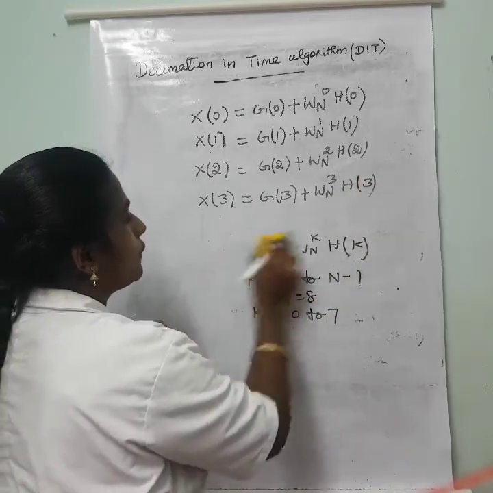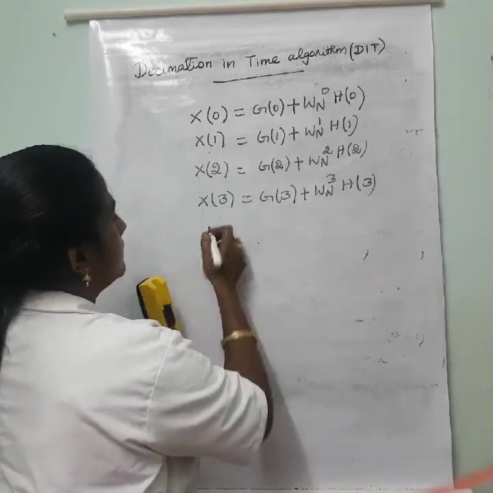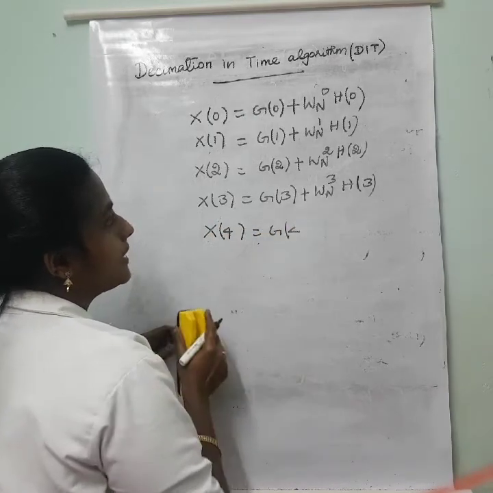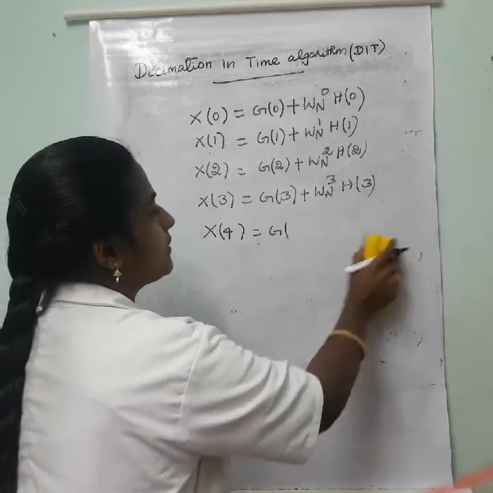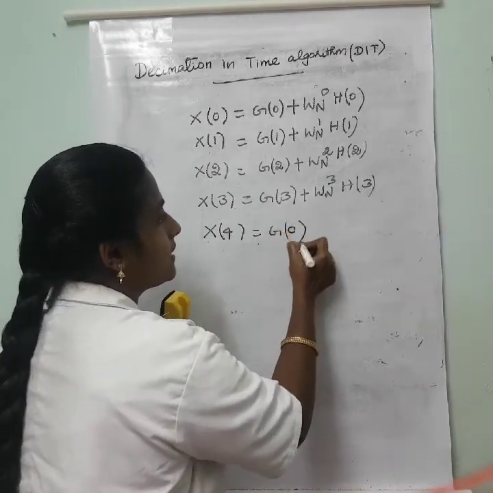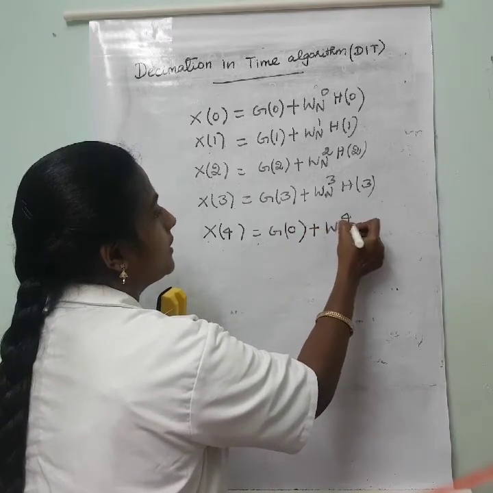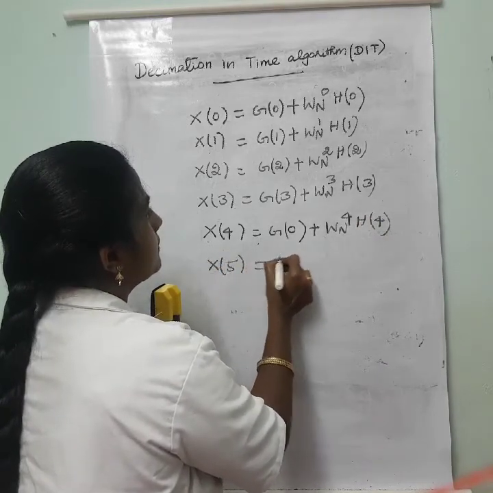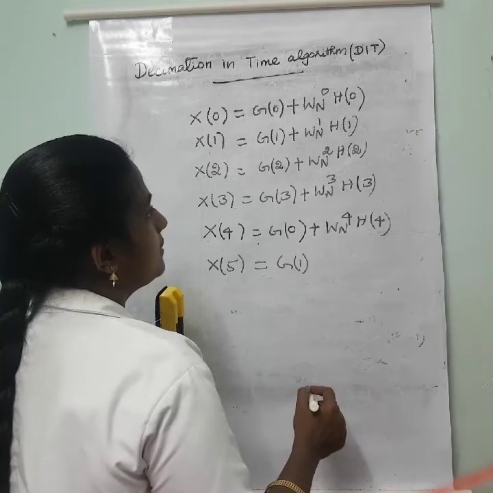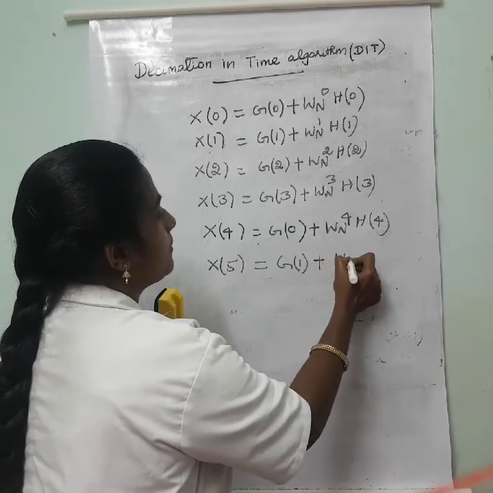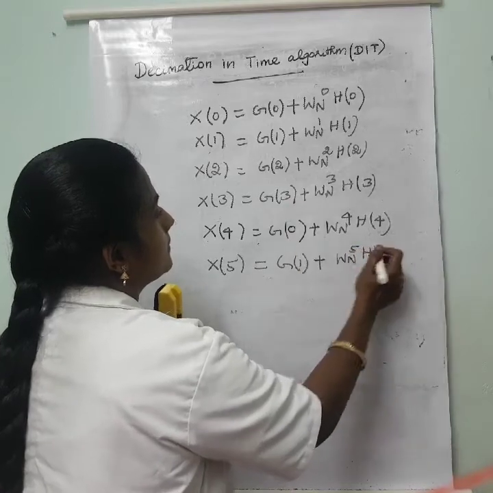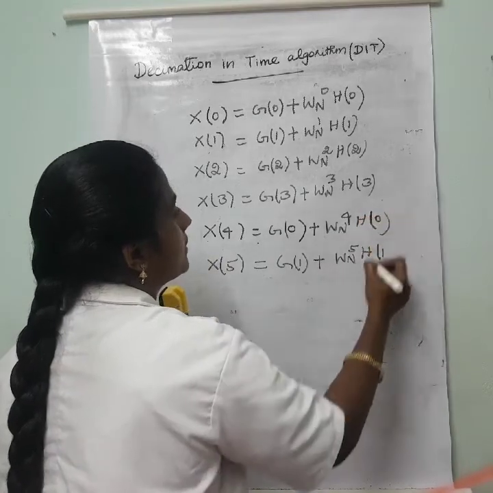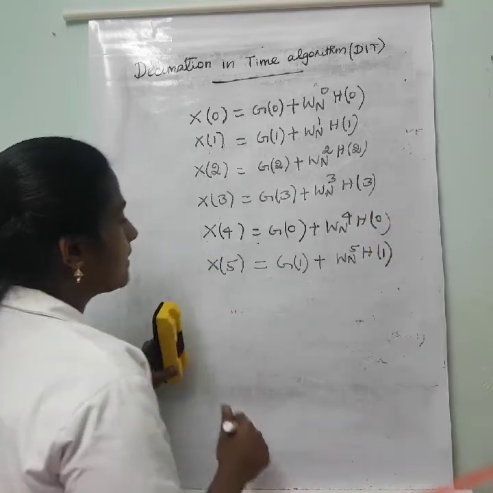When k is equal to 4, x of 4 is equal to g of 4. g of 4 is equal to g of 0. We are using the symmetry property. So g of 0 plus wn power 4 into h of 4. When k is equal to 5, g of 4 is equal to g of 1. So plus wn power 5 into h of 1. Here also h of 0 is equal to h of 4, h of 1 is equal to h of 5.